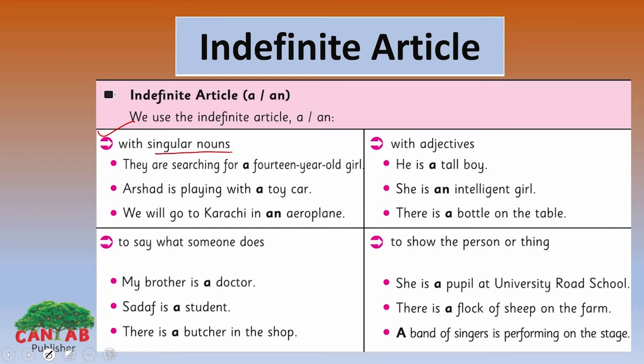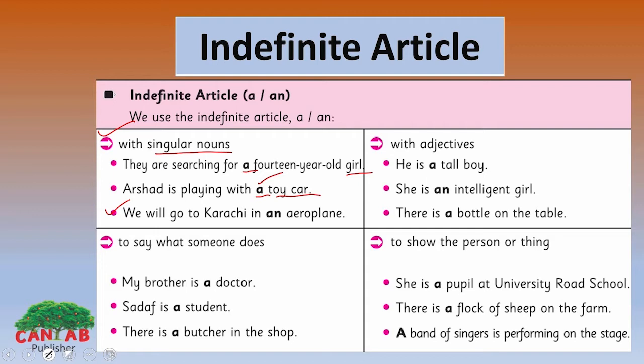They are searching for a 14-year-old girl. Here the girl is a singular person, that's why we have added a here. Look at the second example. Arshad is playing with a toy car. Toy car is a singular noun here. That's why we have added a here. Look at the third example.